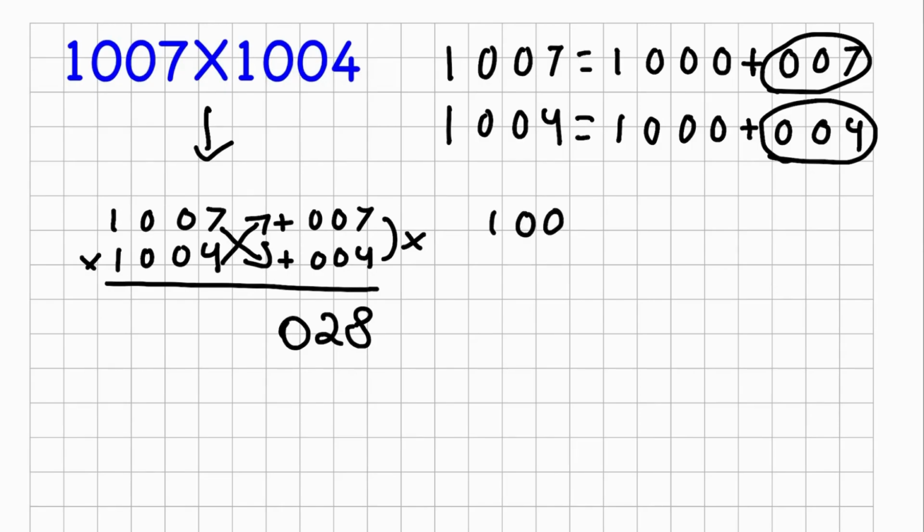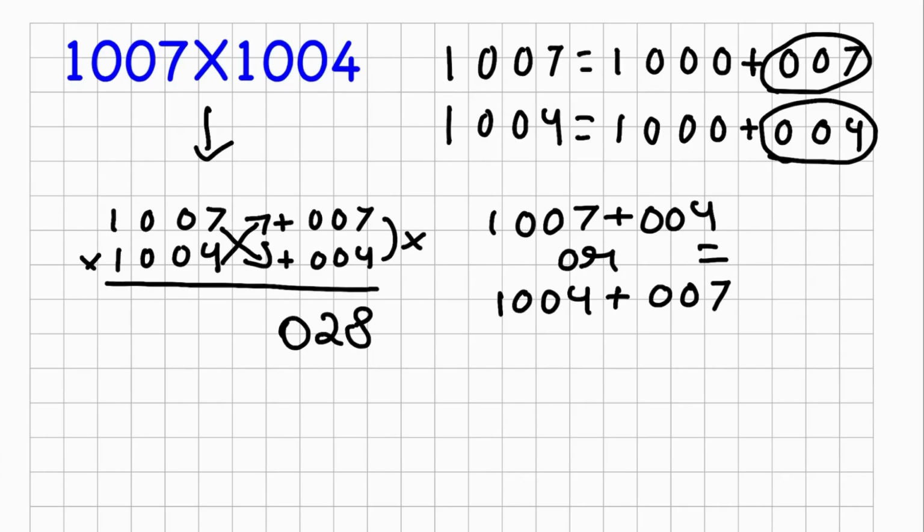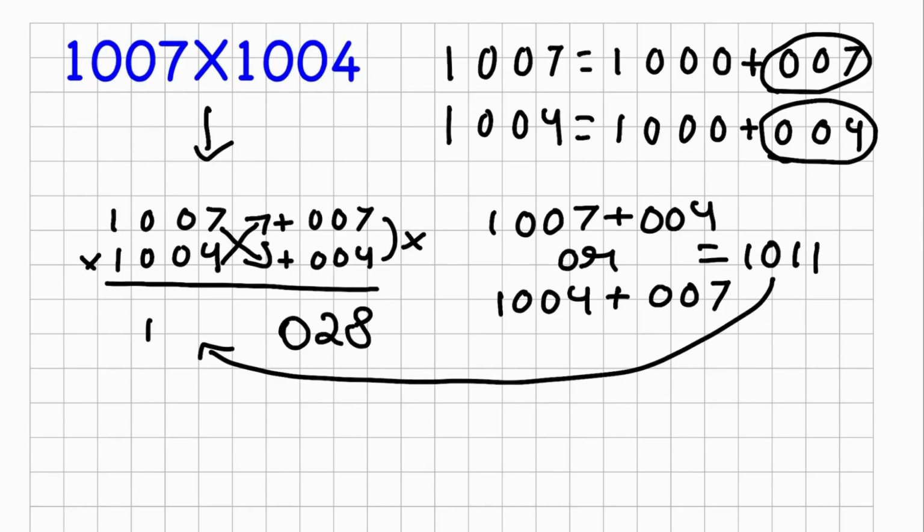Over here, we add either 1007 plus 004 or 1004 plus 007, which equals 1011. Now, bring this 1011 over here. Your answer is 1,011,028.